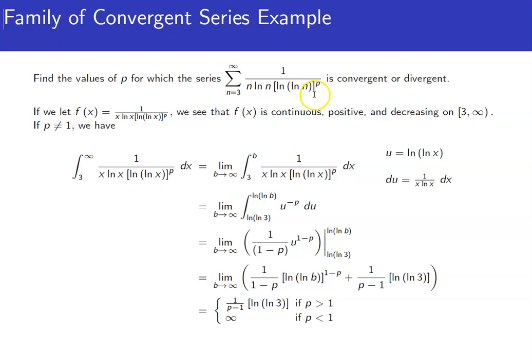The natural log of something less than 1 will be negative. And to be able to apply the integral test, we need the function to be positive. So that's why they have us starting at 3 here rather than 2. The fact that we start at 3 makes this function positive on 3 to infinity. It's also decreasing because the numerator is constant and the denominator gets larger as x gets larger.